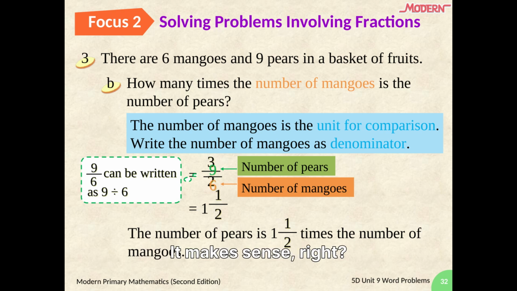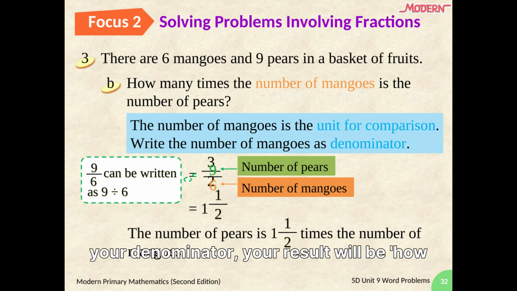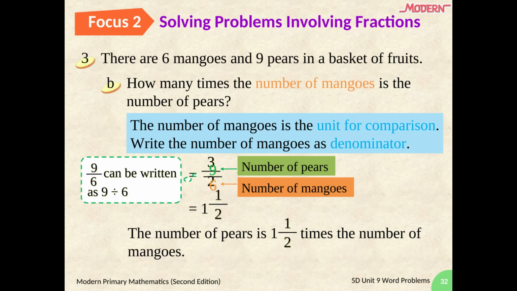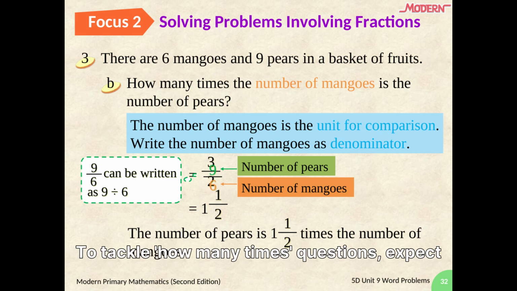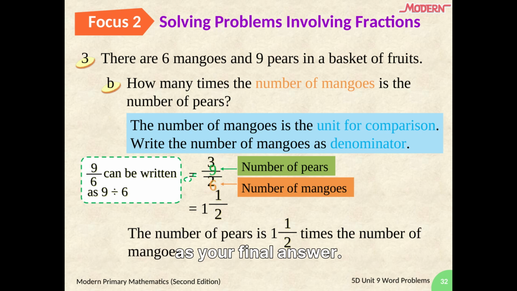It makes sense, right? The number of pears is 9, mangoes is 6. 9 is definitely larger, so our answer should be greater than 1. 1.5 is exactly right. Know how? When your numerator is larger than your denominator, your result will be how many times larger the first group is. It's a scale factor. To tackle how many times questions, expect an improper fraction or a mixed number as your final answer. It shows the relationship clearly.